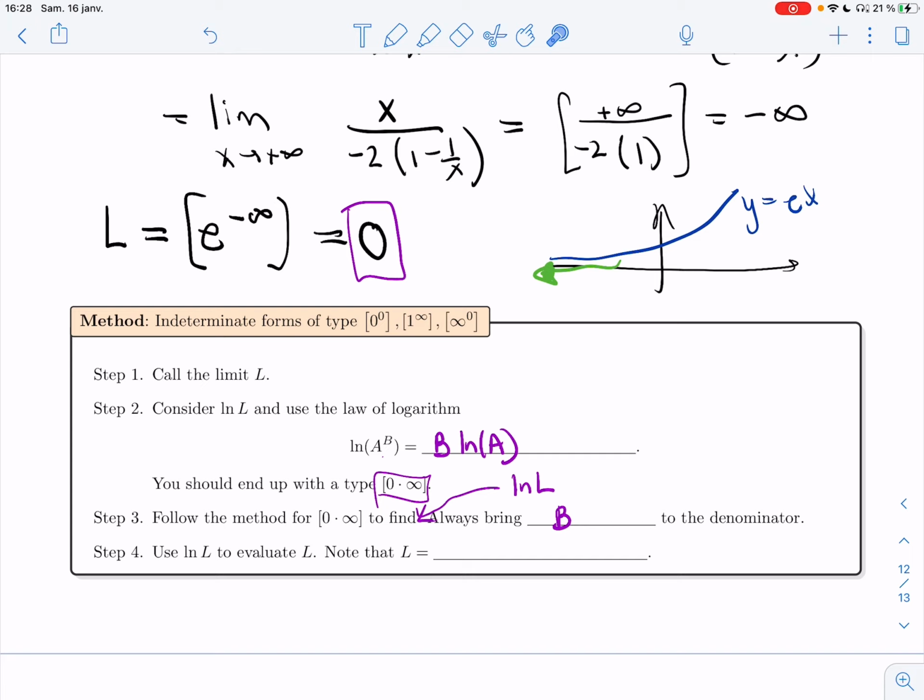Once you have ln of L, the final step is to go back to L. Use ln of L to evaluate L. Note that L is equal to e to the ln of L. All right, so whatever value you found here, that's your final answer. All right, that's it for this chapter.